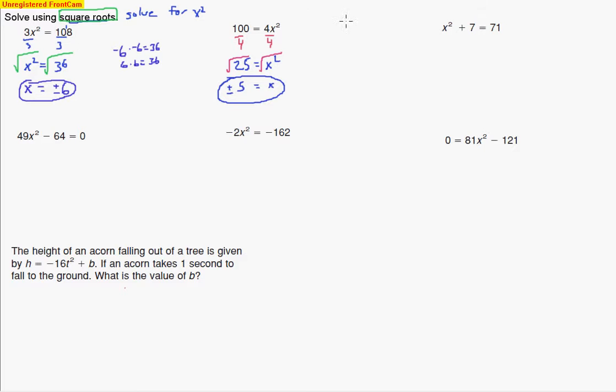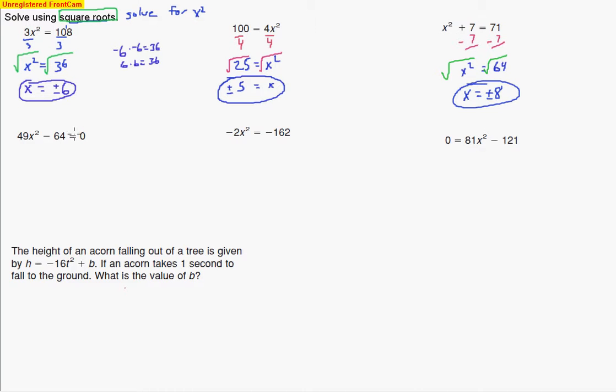So let's take a look at the next one. A little bit different. We have to get x squared by itself in a different way by doing an opposite operation. We're going to subtract the 7 from both sides. When I do that, I'm left with 64 equals x squared. All you're going to do from there is just take the square root of both sides, and that will get you your answer. Here we're left with x equals plus or minus 8.